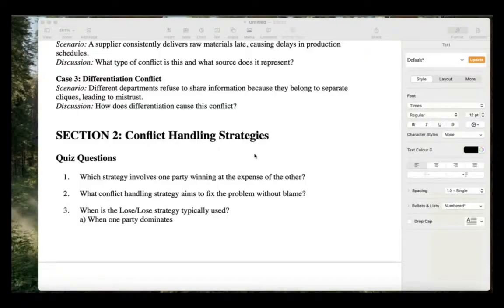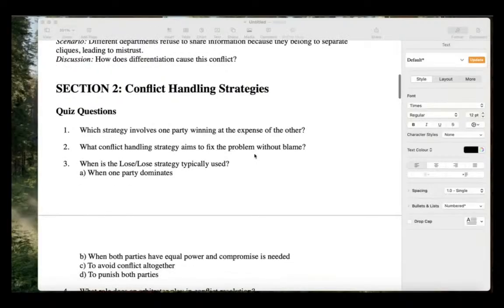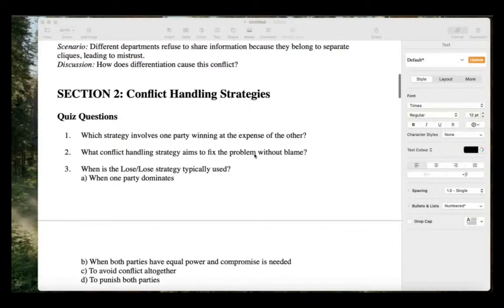Coming to the next one, it says, when is the lose-lose strategy typically used? There are four situations given: when one party dominates, when both parties have equal power and compromise is needed, to avoid conflict altogether, and to punish both parties. So when do we use the lose-lose strategy? To avoid conflict altogether, which is the third option, right?